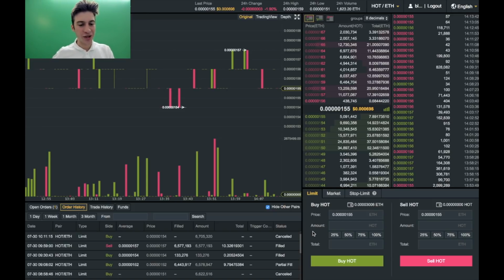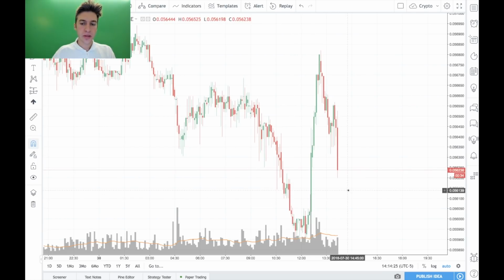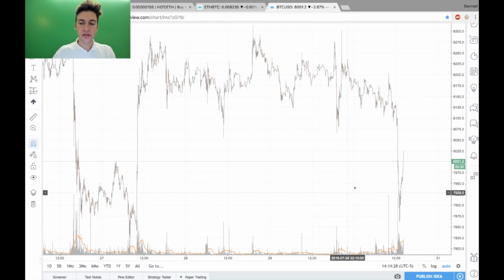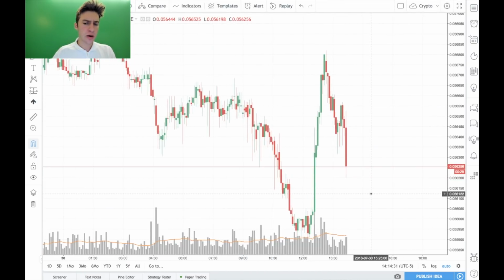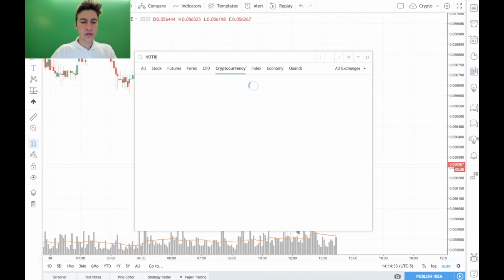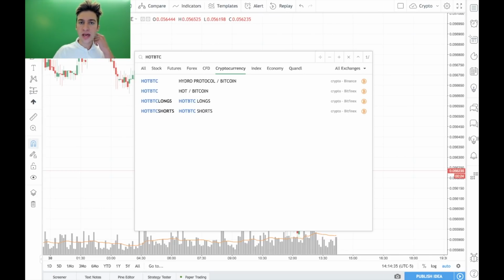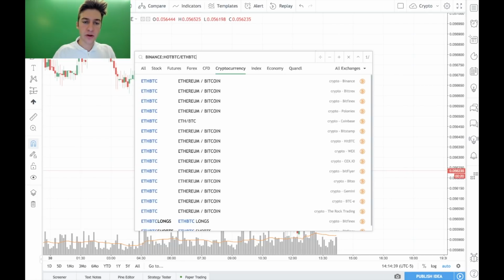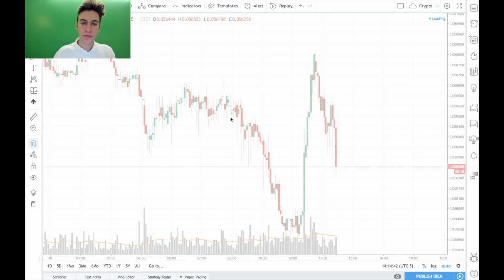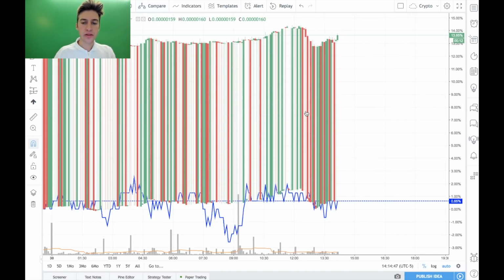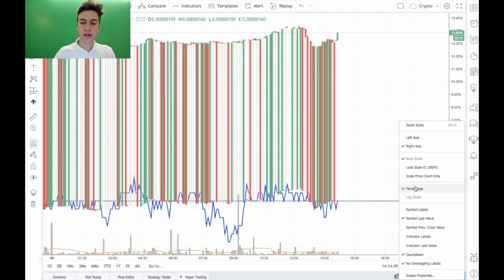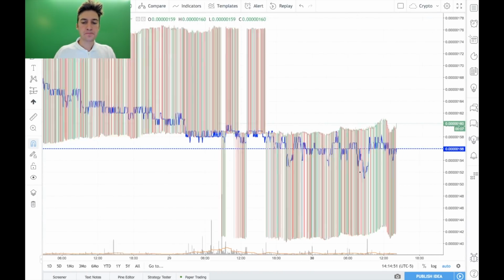So to show that visually, let's go to TradingView, and let me just show how exactly I did this. To find what HOTF should be, I did HOTBTC divided by FBTC on the same exchange. And then I hit compare. I added in HOTF, and let's disable percentage, and here it is.